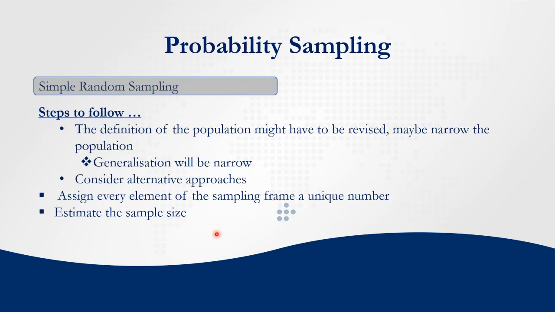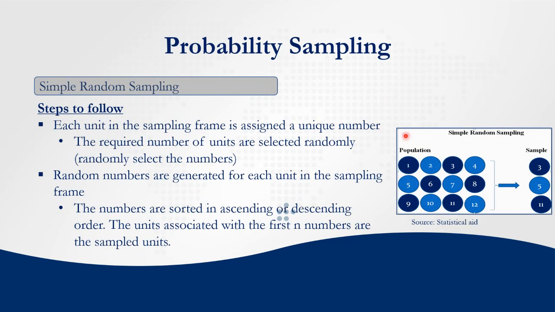Sometimes you have to revise your definitions. When they send you a list and you look at it, once you have access to it, you might have to revise some of your definitions. And then you need the sample size. We will not cover how you get to the sample size, because we're focusing more on how you select. So this is just an example.